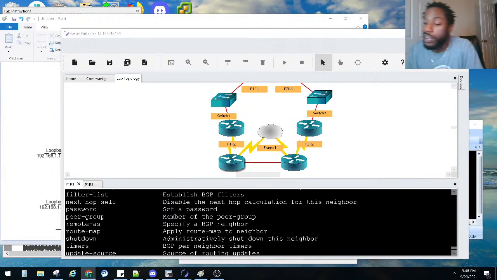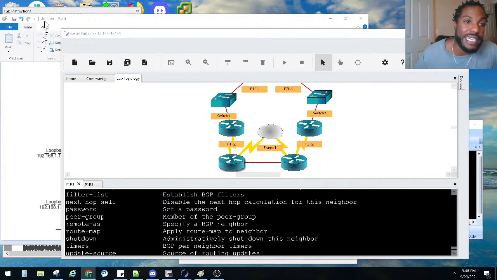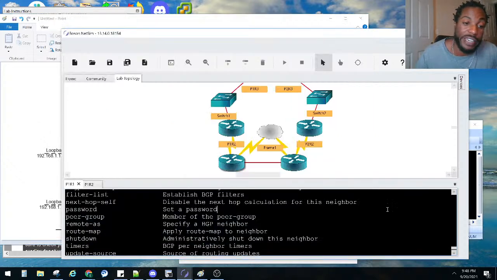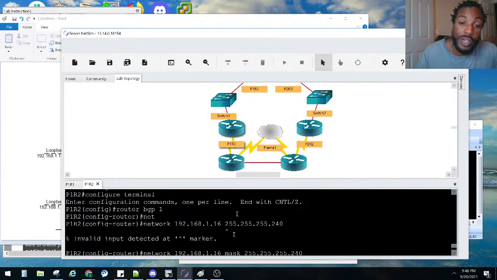So yeah, what we are missing here is another neighbor statement saying that this guy is our neighbor. So that's what we got to do. We didn't have to do it on this one because it was pre-done for us. That's what I love about Boson NetSim. Sometimes they do half the work for you. The other half they say, go ahead and figure it out. So let's go to this guy and put that other neighbor statement declaring that P1R1 is our neighbor.